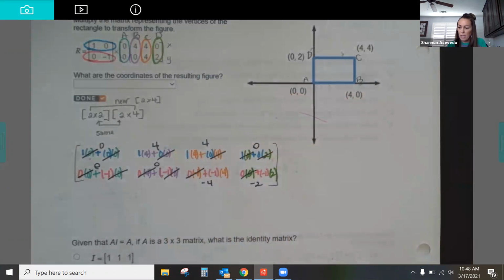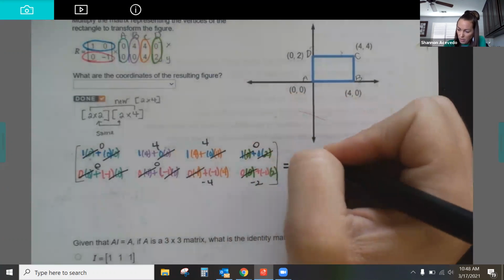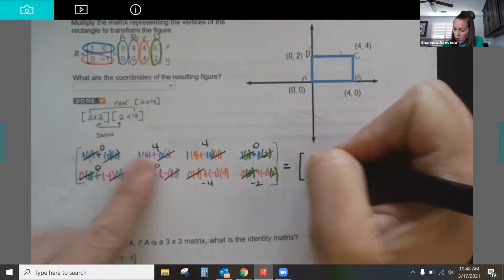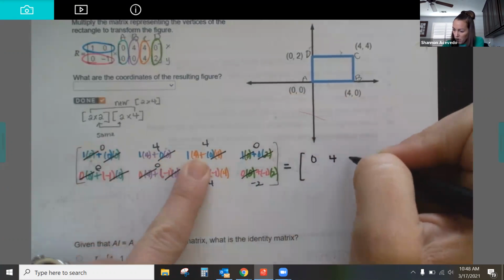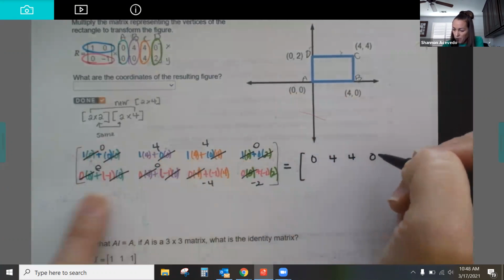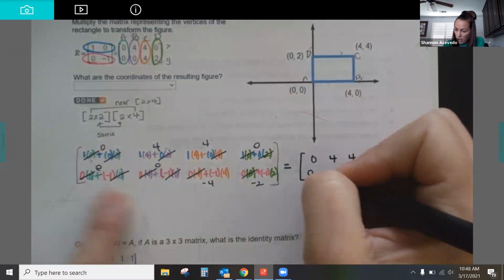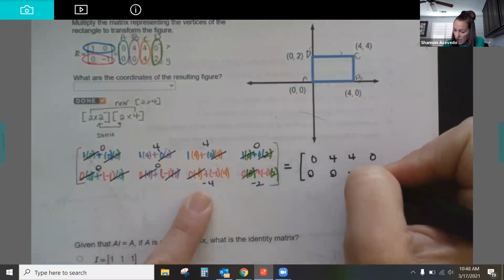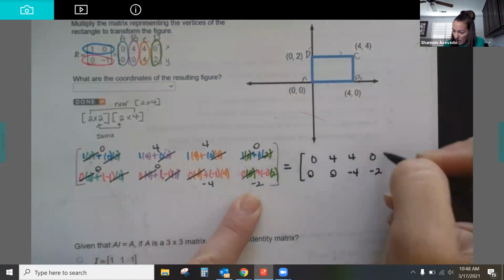So I kind of simplified right there. So then when I write my final answer, it's just going to be 0, 4, 4, 0. And then I have 0, 0, -4, -2.